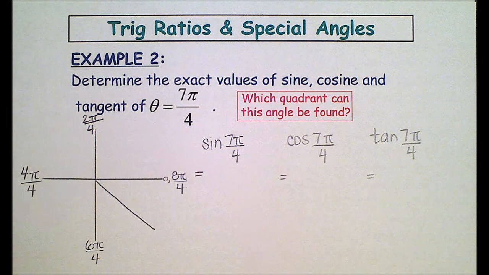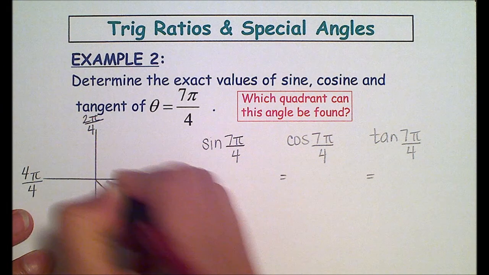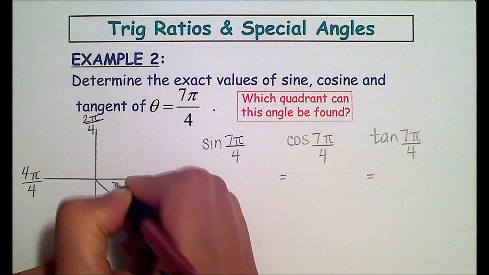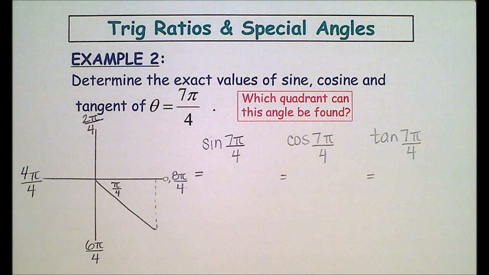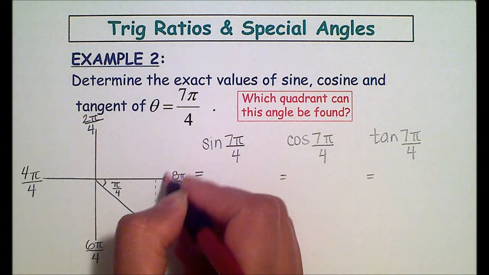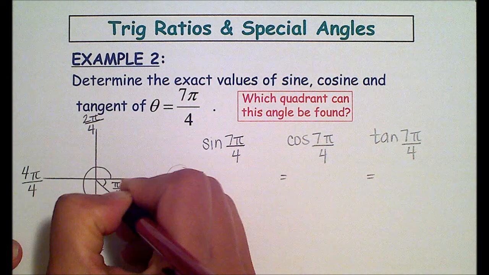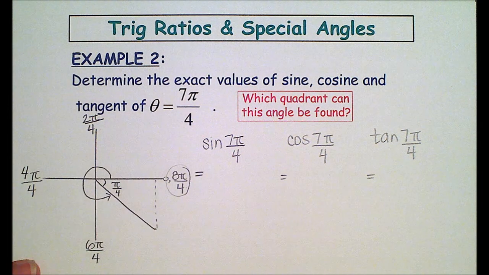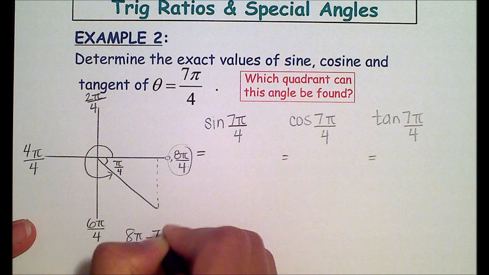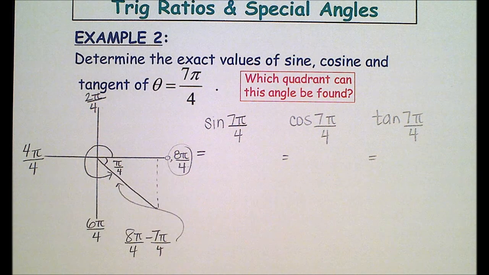So I'm going to draw my little triangle here, and I know that if this is 8 pi over 4 and this is 7 pi over 4, this angle here would be pi over 4. There's your related acute angle. In case you're wondering how I figured this out, a full rotation would be 8 pi over 4, and the rotation I'm looking at is 7 pi over 4. So the difference between 8 pi over 4 and 7 pi over 4 gives me pi over 4, which is how I got that angle up there. So now I know what the related acute angle is.